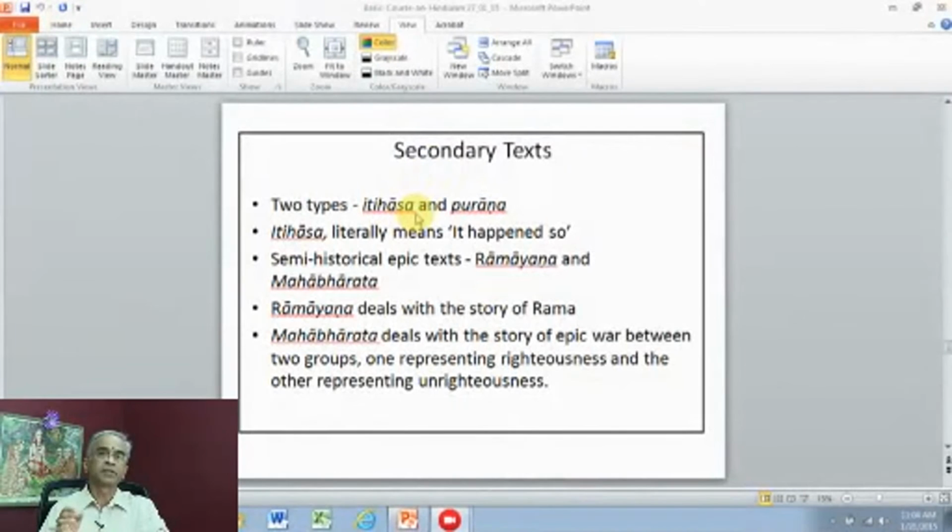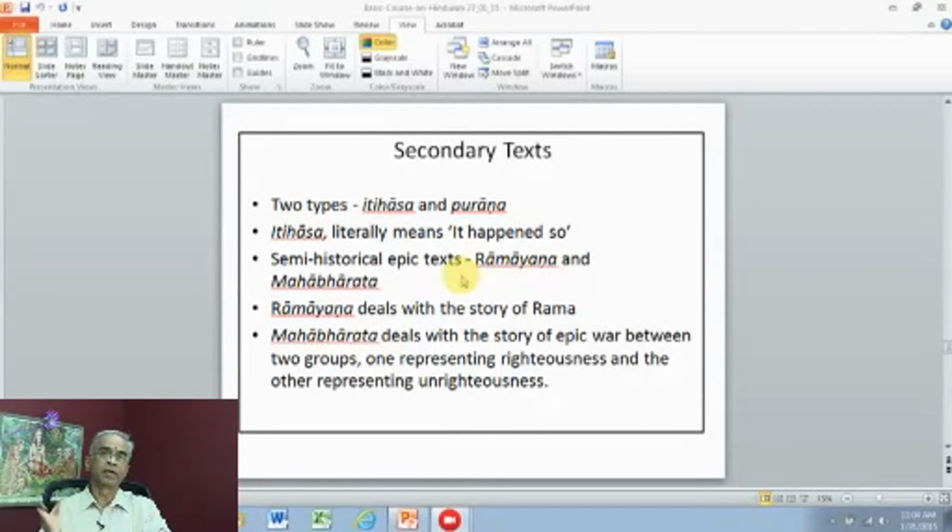So when we come to the secondary texts, we see 2 types of texts. One is called Itihasa, the other is called Purana. I do not know whether you have heard these names. For these, there are 2 books categorized under the heading of Itihasa. You may show slide 44. There are 2 books called Ramayana and Mahabharata.